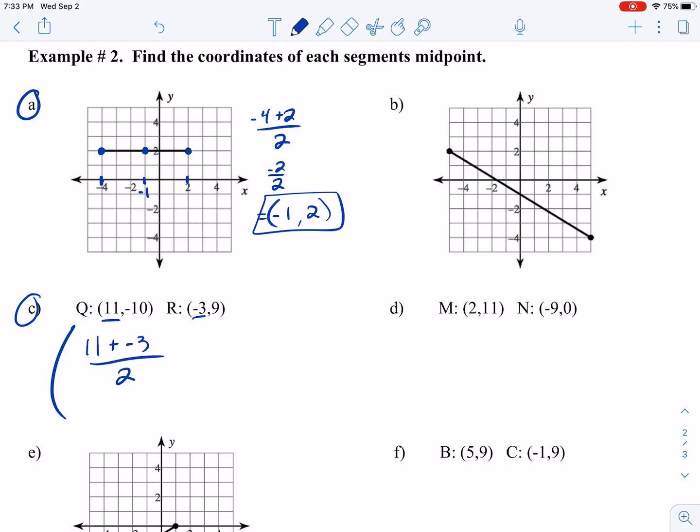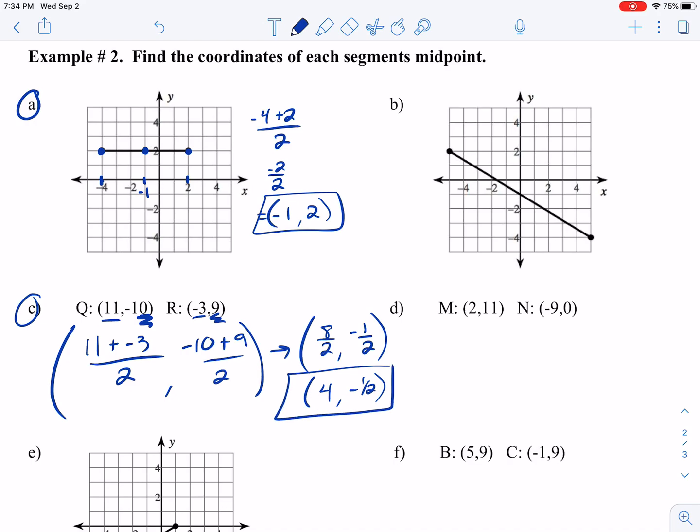11 plus a -3 divided by 2, and -10 plus 9 divided by 2. We get 8/2, -1/2, and then let's simplify that 8/2 to 4, -1/2 as the coordinates of our midpoint.